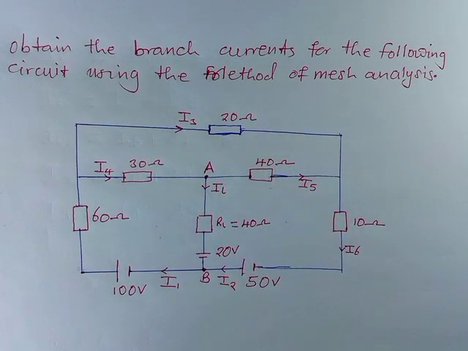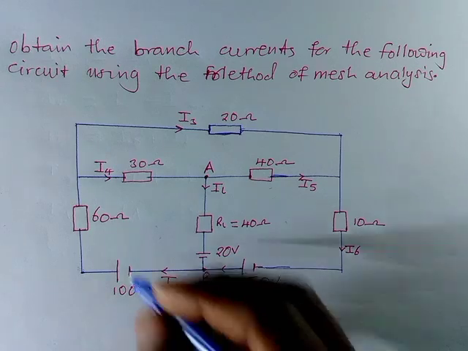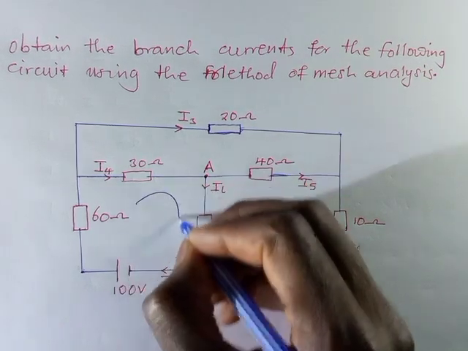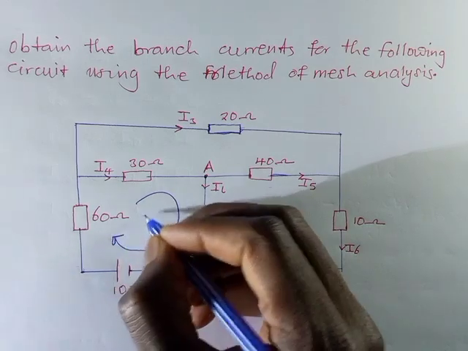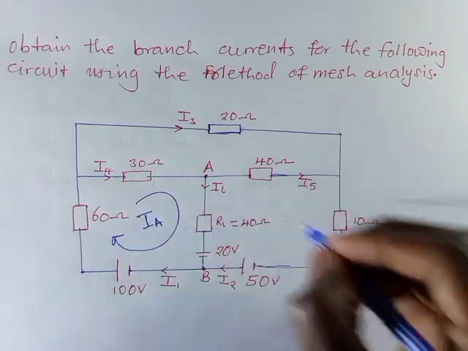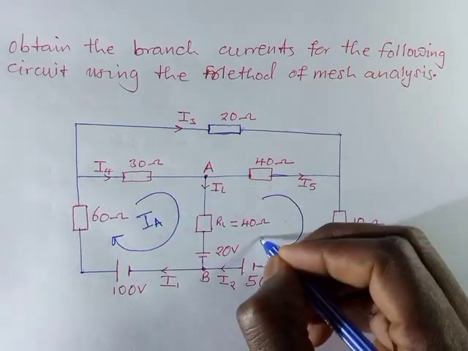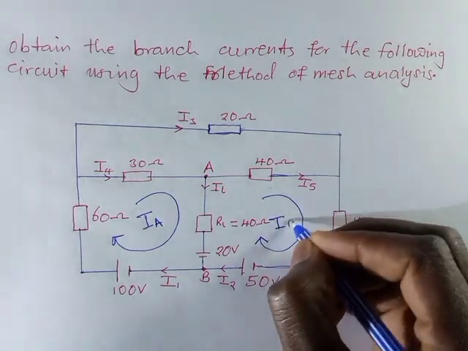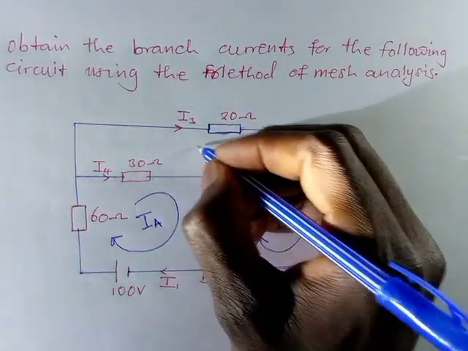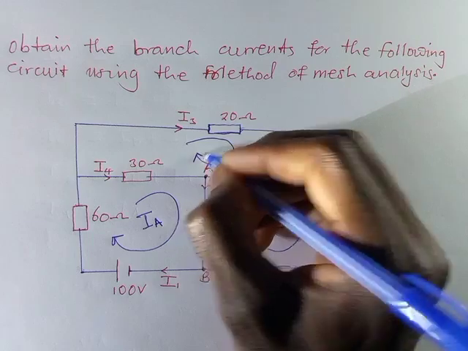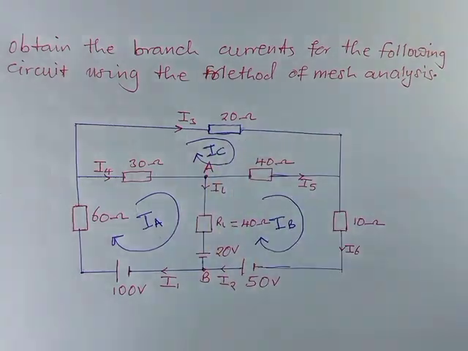So you just need to assign a specific current to each and every mesh. I'll move in that direction and take this to be my mesh A, then I'll also move in that direction and take this to be my mesh B, having that current, and this one having IC. So what are we supposed to do next?